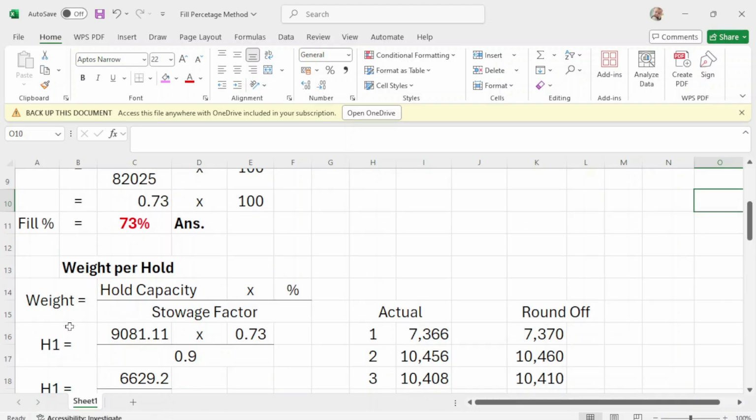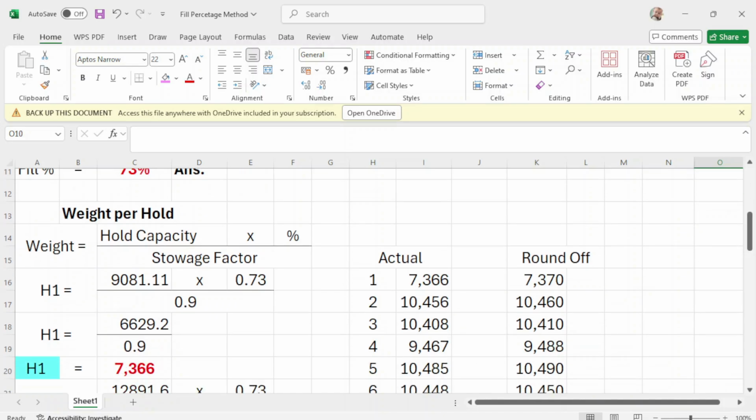The weight per hold is hold capacity times your percentage over storage factor. So your hold capacity in number 1 is 9081.11 times your percentage over your storage factor, then you get the value of 6692.66, which gives a value of 7366. Okay, so you do this until you reach hold number 7.